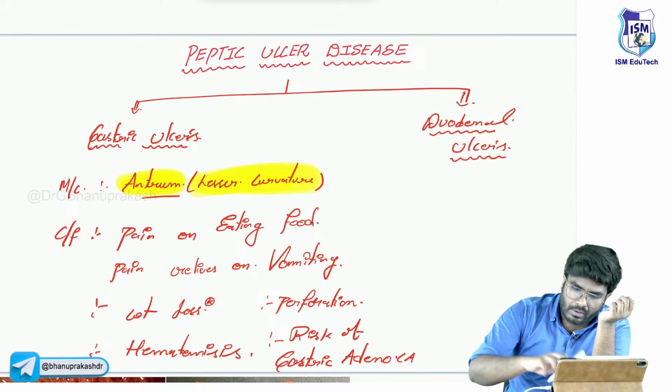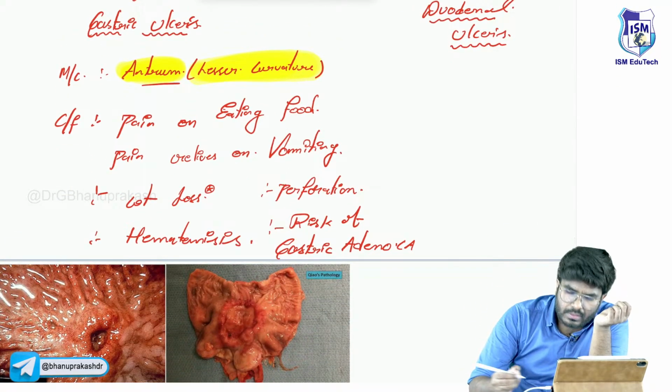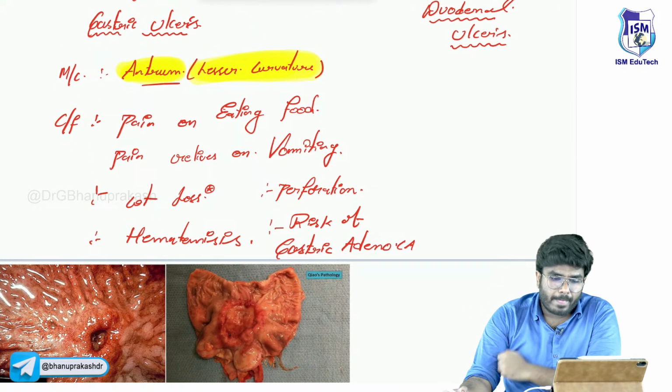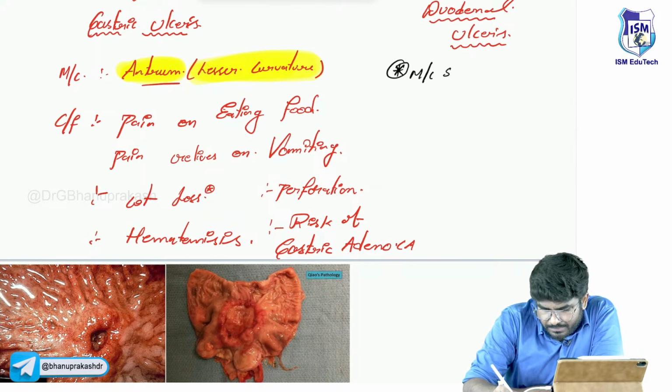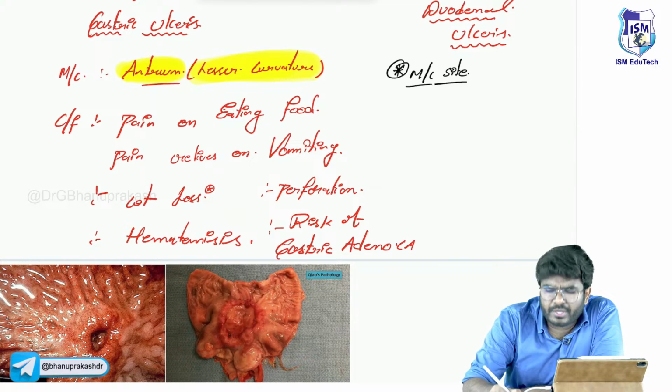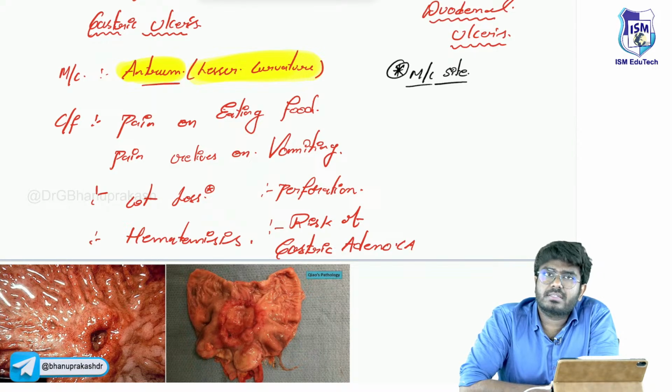Okay. Now let's talk about the duodenal ulcers. Important points about the duodenal ulcers, sir. Ulcers in the duodenum. Now what's the most common site? Just simply remember, if you ask why ulcers, gastritis can lead to ulcers. We have seen that gastritis can lead to ulcers as a consequence. As simple as that.